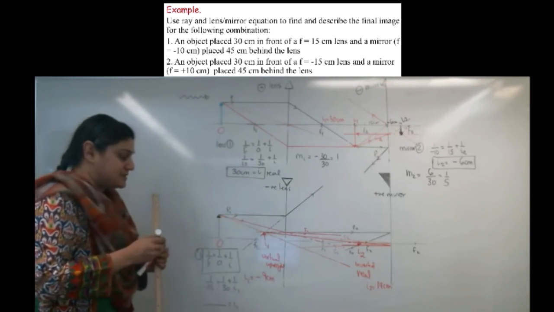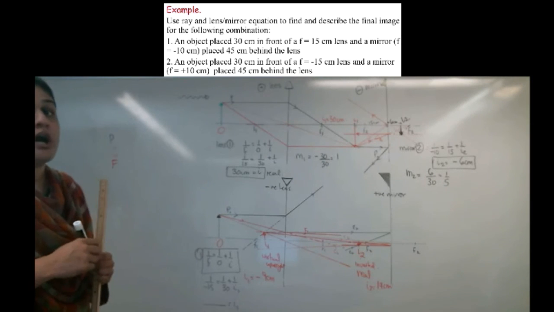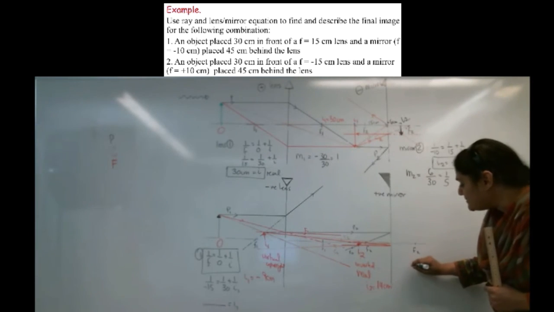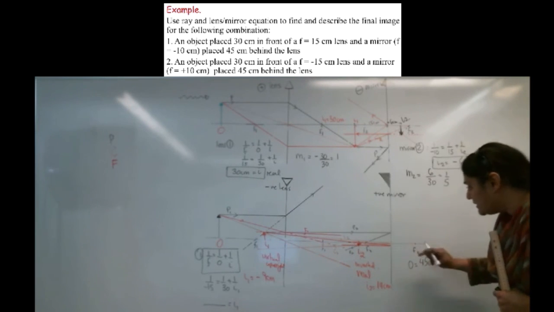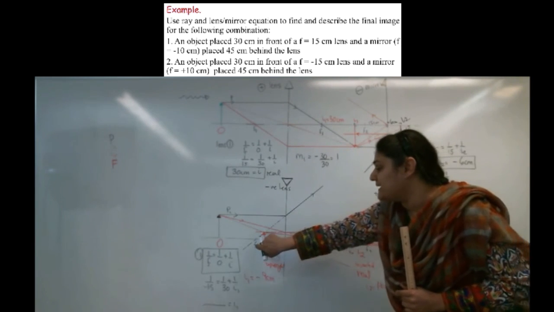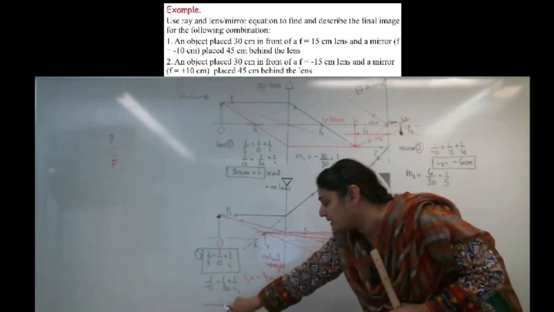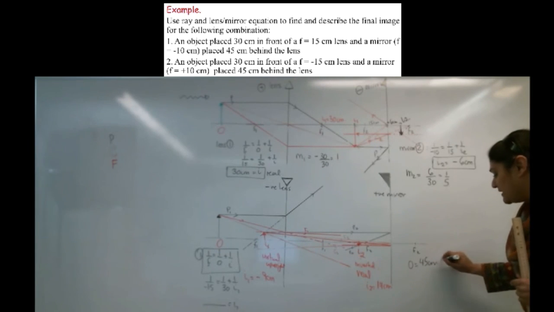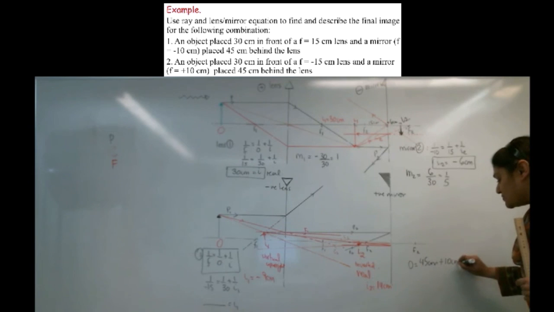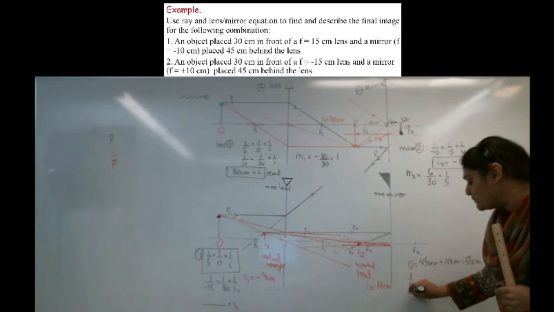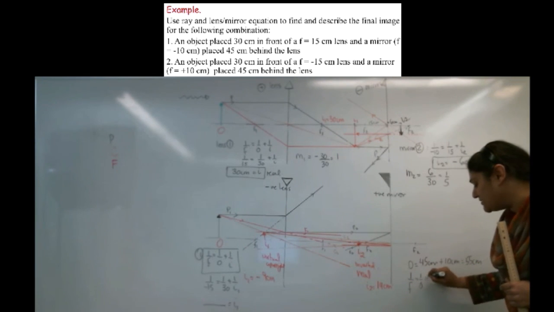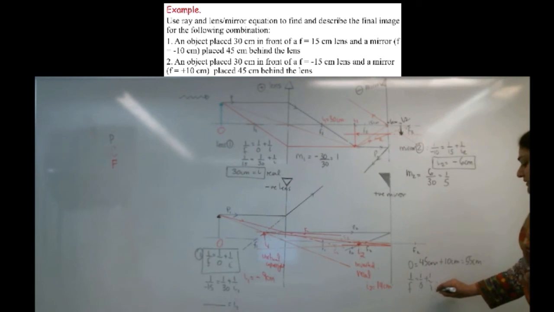On the other hand, for I2, your object will be 45 centimeters from here to here, plus this distance that you get from here, which I believe is about 10 centimeters. So your total object will be about 55 centimeters. Okay? Once you have that, you can plug in 1 over f equals 1 over object plus 1 over image to calculate I2.